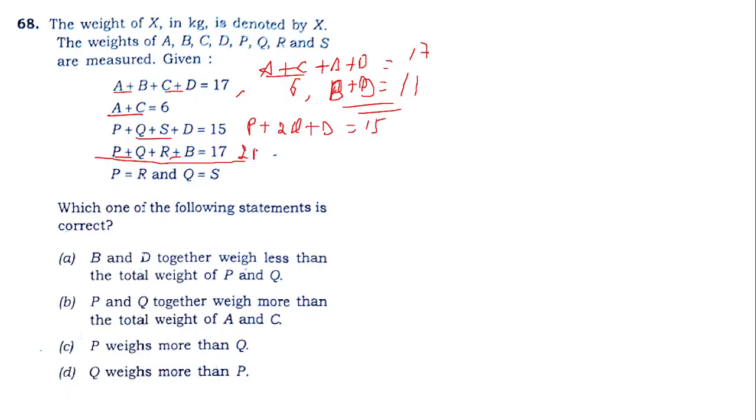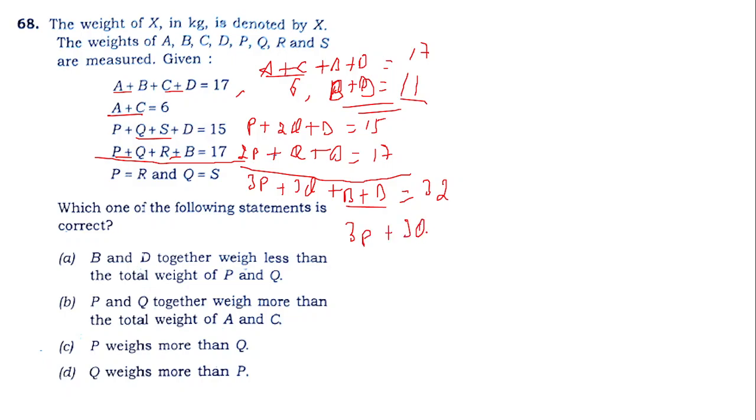So this is 2P plus Q plus B is equal to 70. If we add both equations, what happens? P plus 2P is 3P, and this is 3Q plus B plus D is equal to 32. So B plus D will remain as it is, because we have B plus D as 11. So this 11 goes this side and becomes 32 minus 11. So here we have 3P plus 3Q is equal to 32 minus 11.